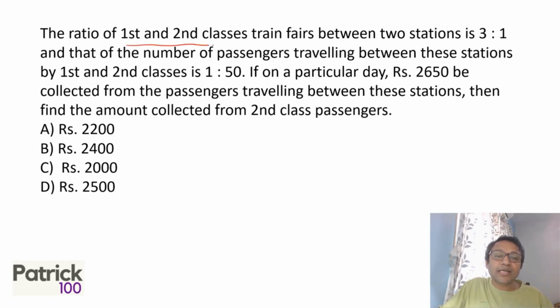The ratio of first and second class train fares between two stations is 3:1. And the ratio of the number of passengers traveling between the stations in first and second class is 1:50. The amount collected is nothing but fare into number of passengers.